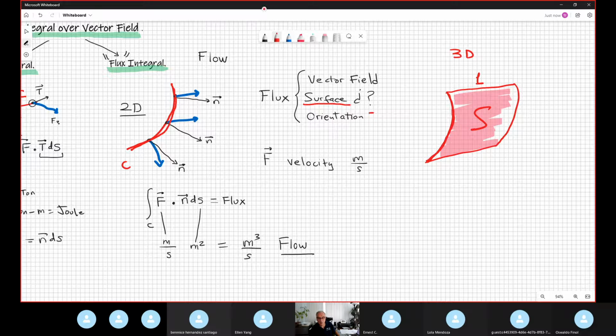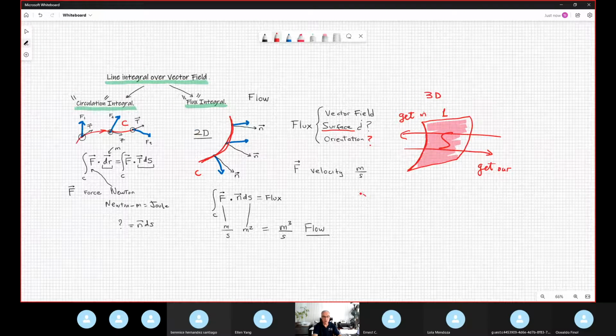So now, do you understand where the surface comes from, at least? And what about orientation? Orientation depends on your goal. You want to get the flux that goes inside, gets in, or gets out. So now you define in your problem, according to your goal, what the orientation is. So you determine the normal vector. Let me explain the orientation, because sometimes we have positive flux, negative flux, or zero flux.